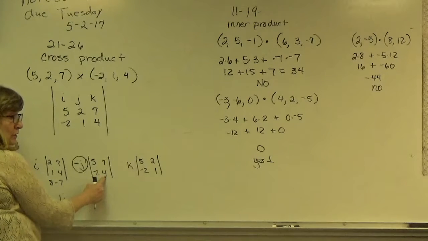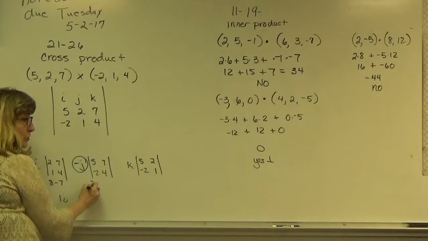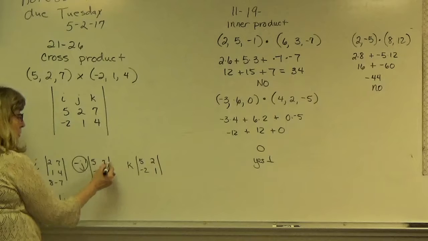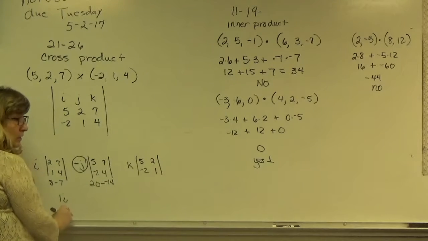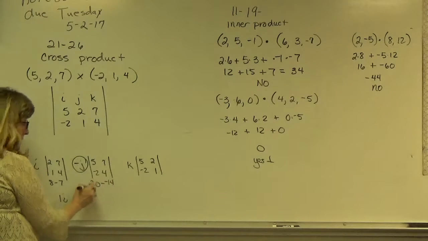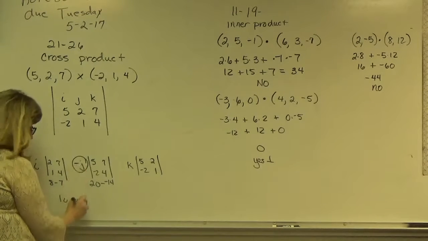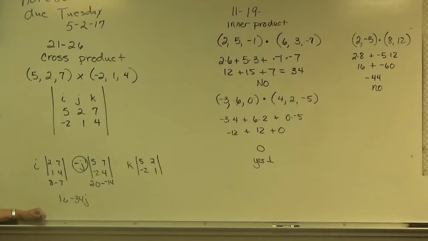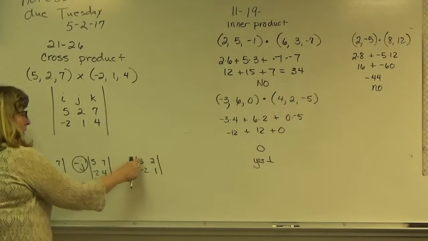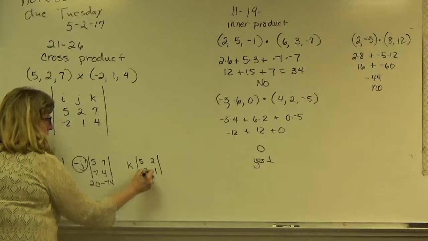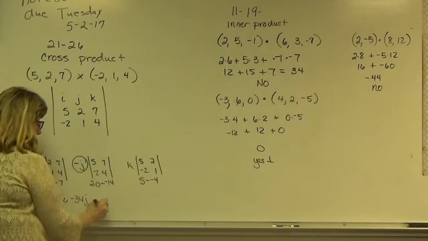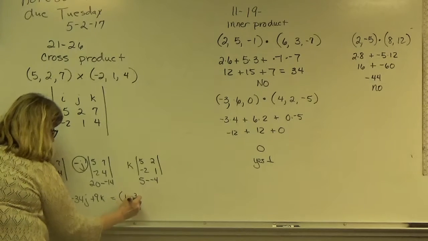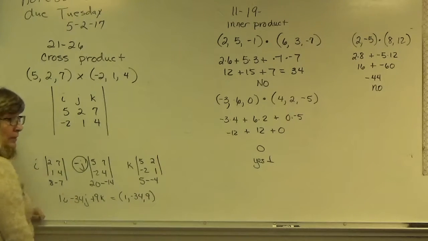5 times 4 is 20, and you're subtracting always, and you're subtracting 2. A -2 times 7 is a -14, so what's that going to end up being? 34. And you're going to multiply it by a -j, so it's going to make it -34j. Next one. 5 minus a -4, so that ends up being 9k. So our answer really is 1, -34, and 9.